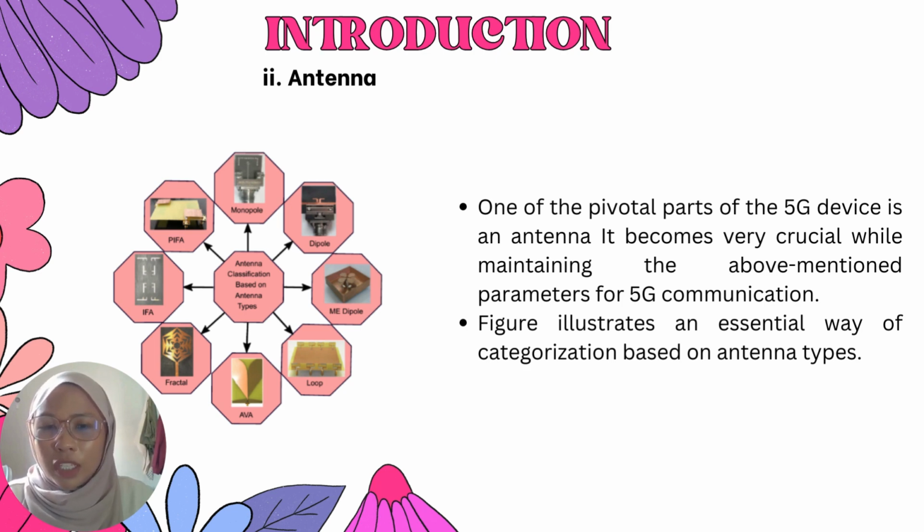The figure above illustrates an essential way of categorization based on the antenna types. According to the literature, the following antenna types are appropriate for the 5G application. First is the monopole antenna, a straight line of length one quarter of the wavelength at the antenna's resonance working frequency. Several modifications were presented in the literature that modify the fundamental structure into various forms such as the conical, spiral, and others depending on the use and need.